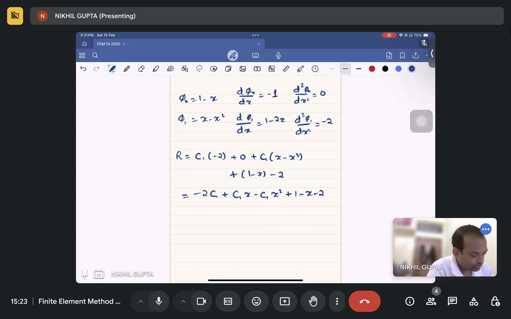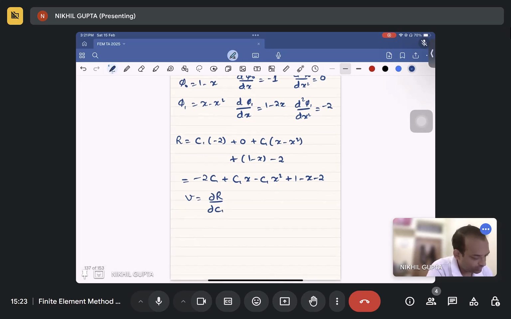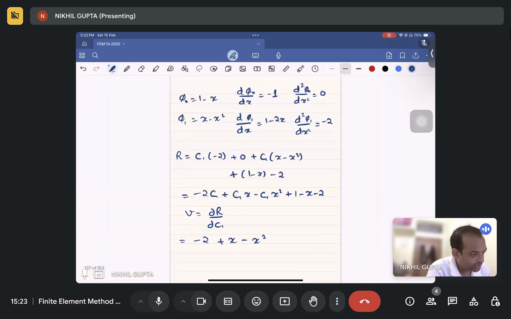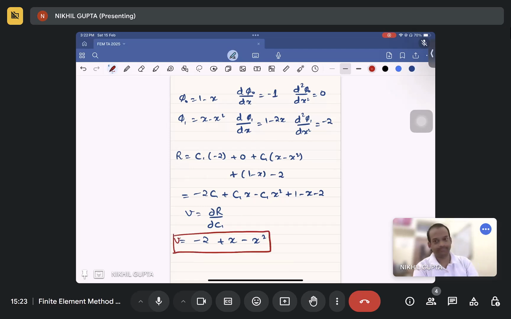Okay, so for v, from the least square method we know it's dR by dc1. When you do this, you will get minus 2 plus x minus x square, which you can't see in the options. So the correct answer for v is this, but it's not present in the options.